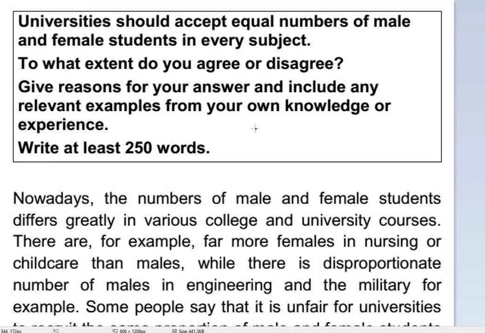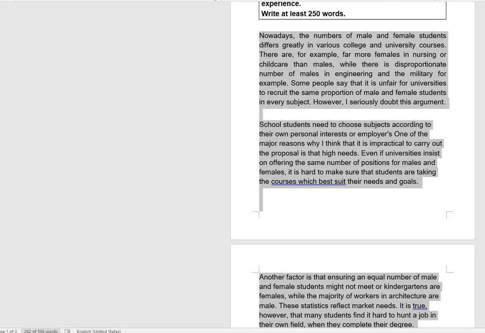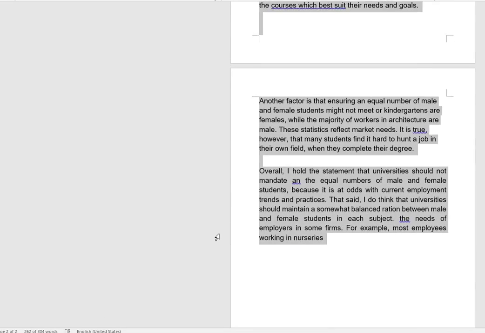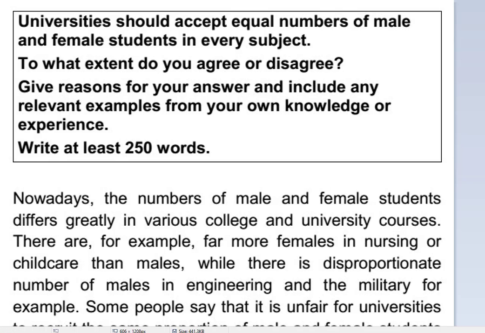Okay, here is script number 6. Let's check out the word count first. Word count stands at 262 words. Pretty realistic to write this in 40 minutes. Let's look at the prompt. Universities should accept equal numbers of male and female students in every subject. To what extent do you agree or disagree?